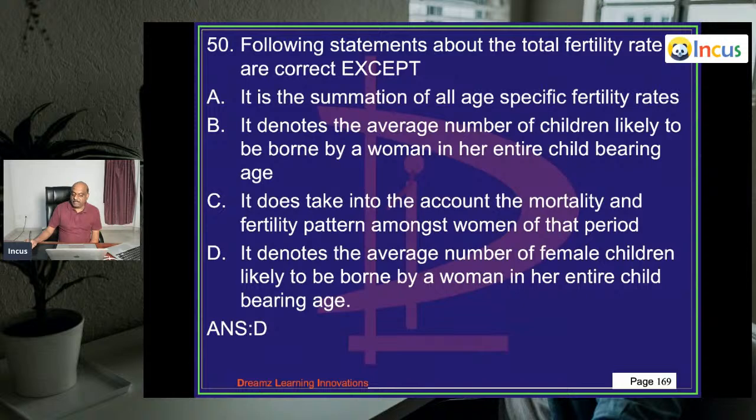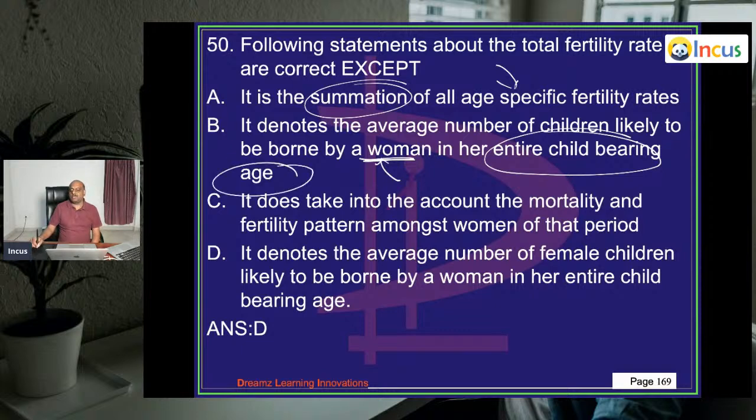Total fertility rate is the summation of all age-specific fertility rates. The average number of children likely to be born by a woman in her entire childbearing age is called the total fertility rate. It takes into account the mortality and fertility pattern among the women of that period of time.